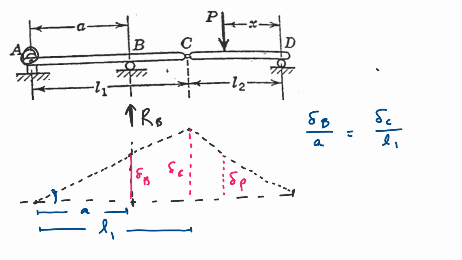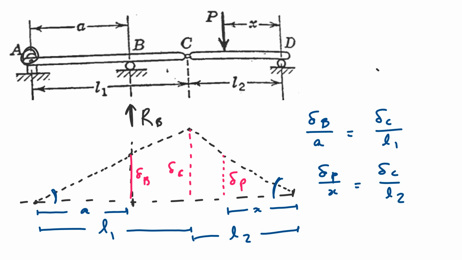Similarly, if we look here, this guy is X, and this guy is L2. So we follow the same logic. If these guys share the same angle because they are similar triangles, then we can say that delta P over X equals delta C over L2. You see what I did there? Now, what is the common denominator in all of this? Delta C. We can equate the delta C's together.